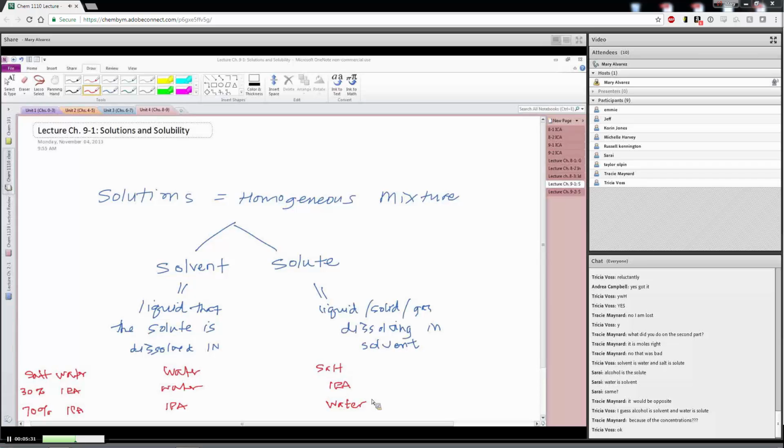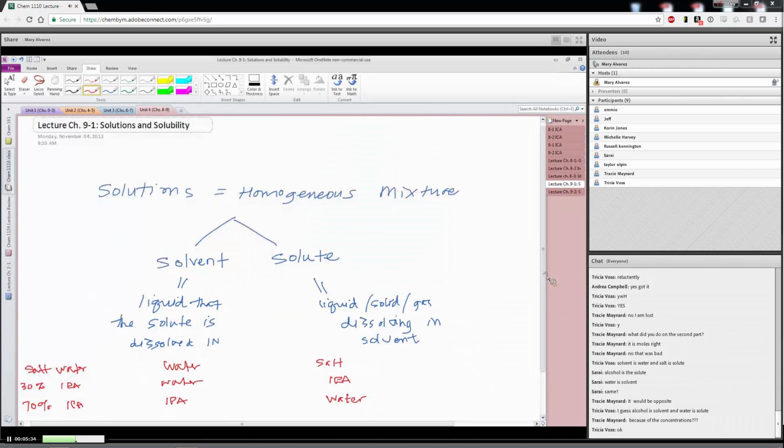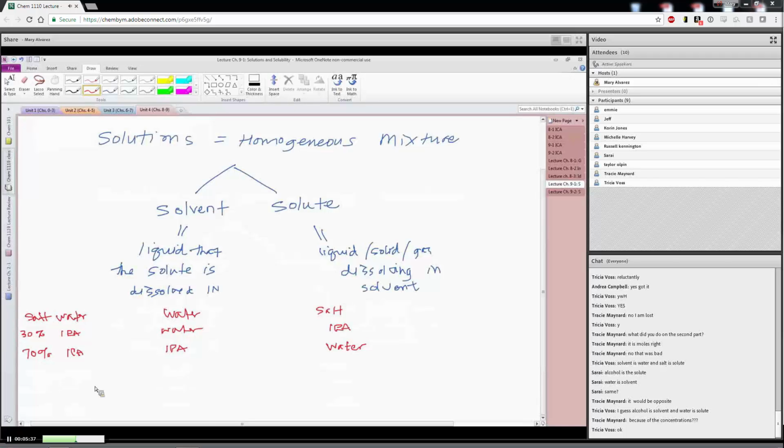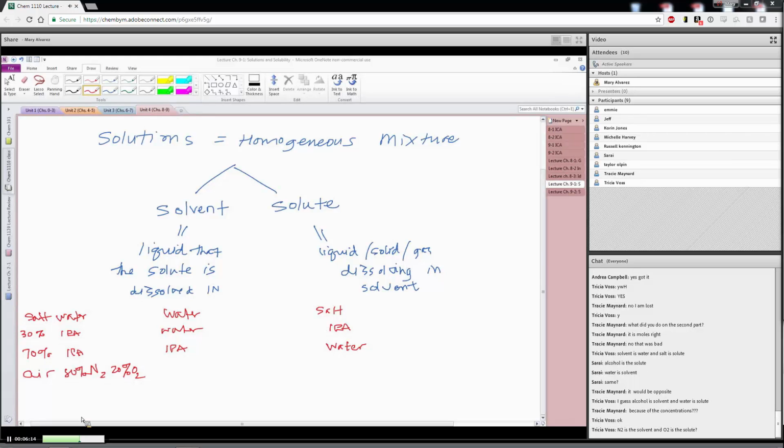So what if we were doing this in a mixture of gases, so we weren't looking necessarily at just liquids, but something like air, which is 80% nitrogen and 20% oxygen? What would you say is the solute, and which one's the solvent? Perfect. Trisha says N2 is going to be the solvent and O2 is going to be the solute because there's more nitrogen than oxygen. So we could say the oxygen's dissolved in the nitrogen.